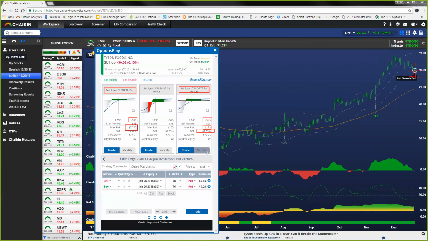Just statistically speaking on that. Now, when you go closer to the money, you make more, right? So instead of the 78, 76, you could look at the 78 by 80. That you get $20 more. And it's the same risk. Or sorry, it's the same.